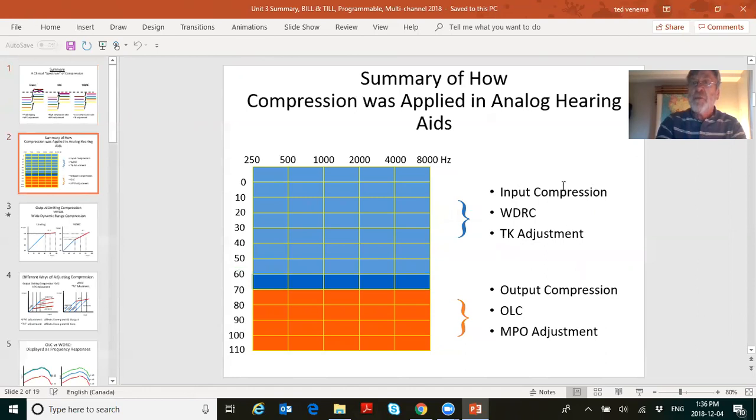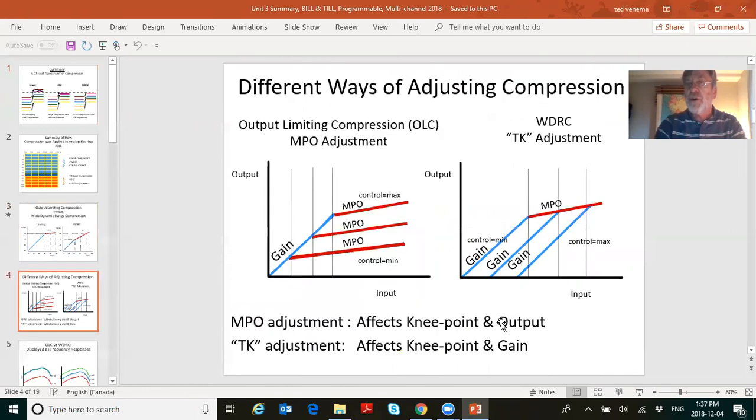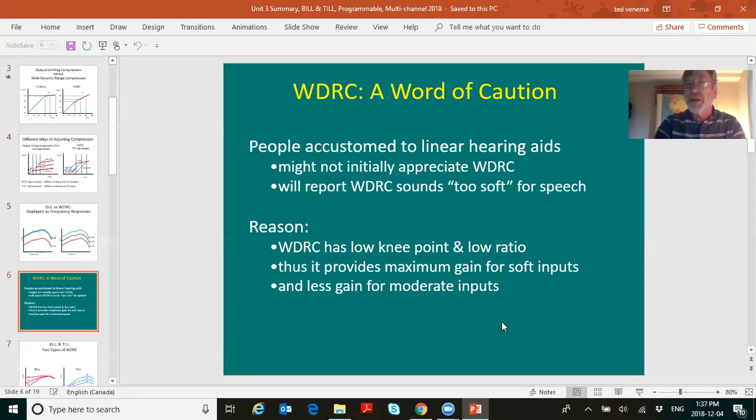Applying these things, WDRC for mild to moderate losses, output limiting for more severe losses. OLC versus WDRC, once again shown here. Once again, same thing shown here.